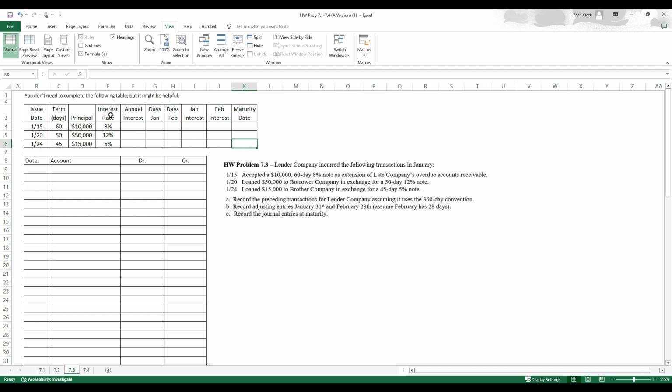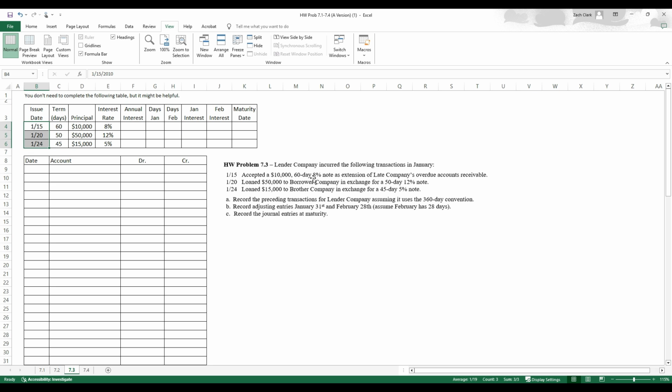It says we don't need to complete it, but I think it's a good idea. Let's look through the problem here. To give an overview of what we're going to be doing, we're going to be doing notes receivable type transactions, recording interest revenue, interest receivables, and receipt of the full payment at maturity, etc. So here we have three different notes.